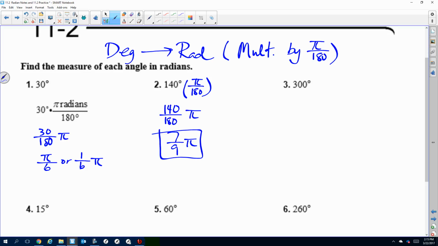Same thing, we got 300, we'll multiply it by pi over 180. Right, how you simplify that is 300 over 180. And then the pi, this becomes, when you simplify it, an improper fraction, but that's fine. 5/3 pi.